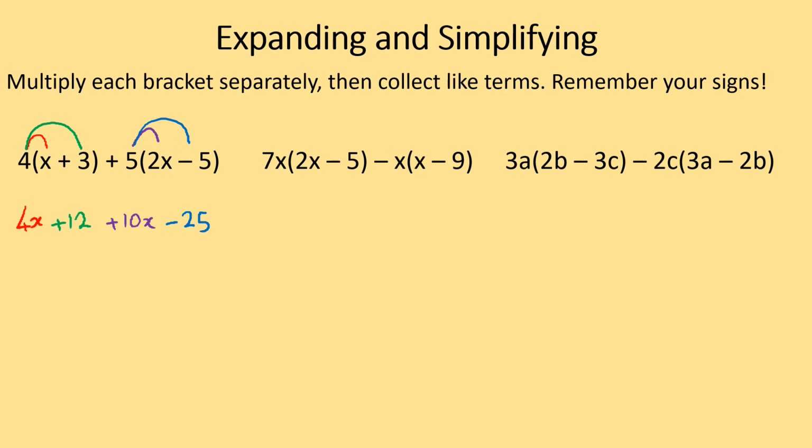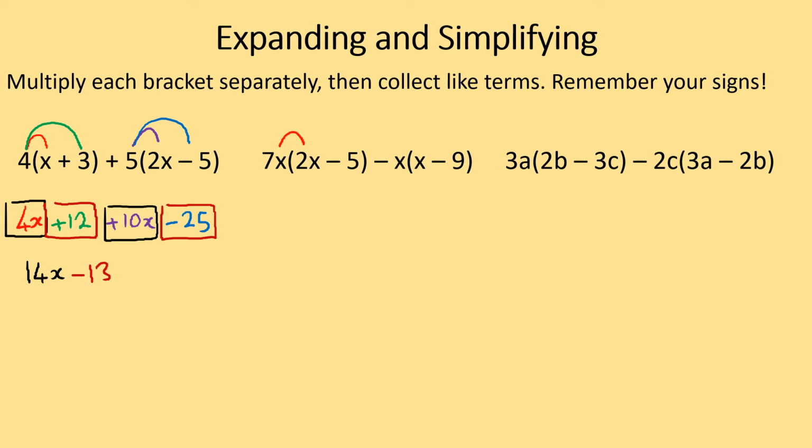So we have got 4x plus 10x, that's overall going to give you 14x. And then we also have plus 12 minus 25, and overall that's going to give you minus 13. Again, don't fall into the trap of thinking that's like minus 37 just because it's got a minus. We're doing the sum 12 minus 25. Okay, what about our second one here?